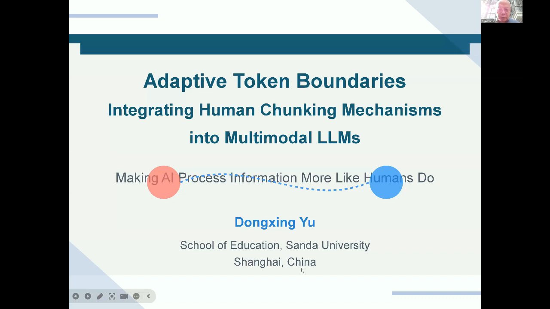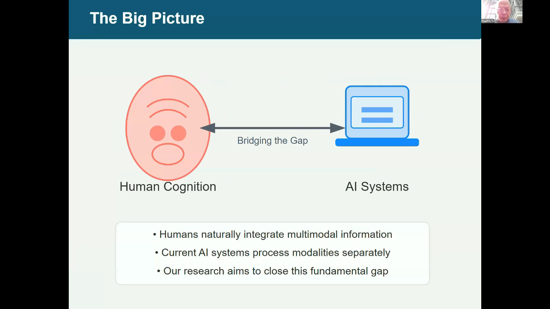Okay, so let's move to this picture. So let me start with the big picture. Humans are remarkably good at integrating information from different sources. When you look at a photo with a caption, you effortlessly connect the words with what you are seeing. You don't process the image and text separately, right? Your brain naturally links related pieces together.